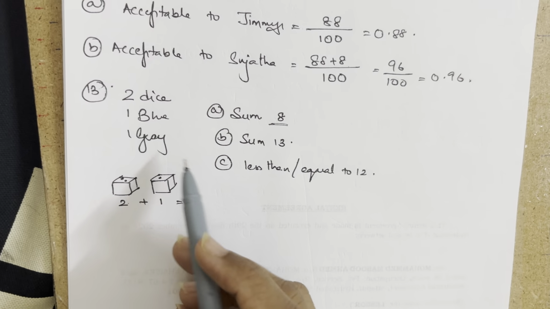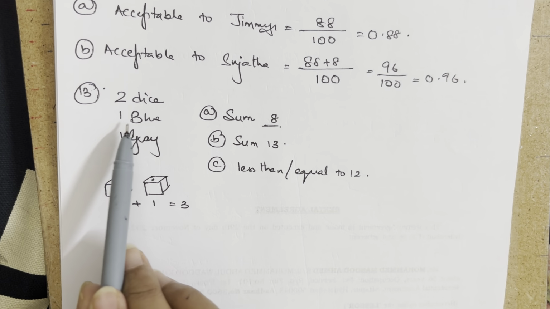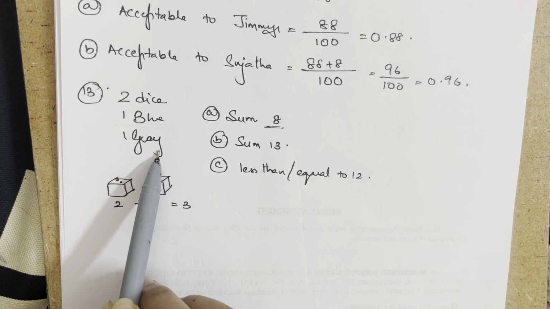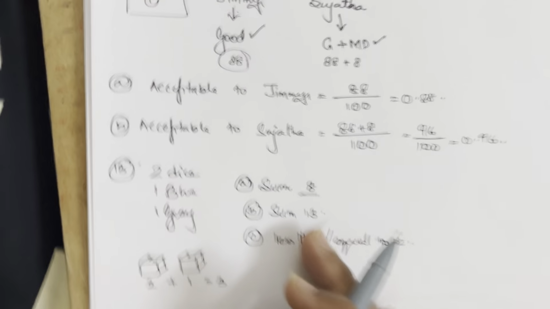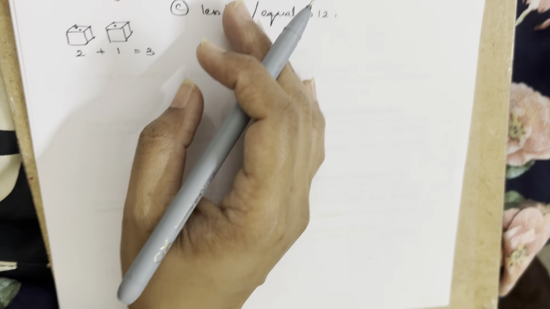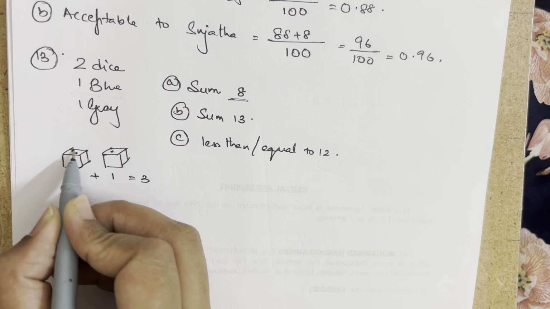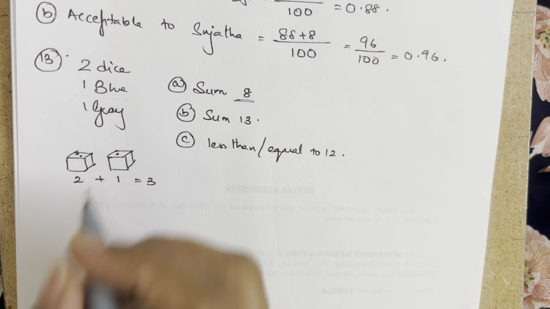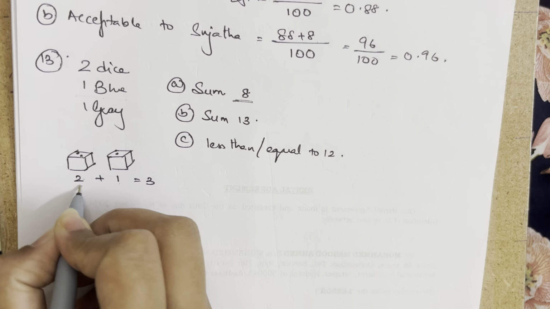Okay, moving ahead with the 13th question, it says that there are two dice that are being rolled. One of the dice is blue in color and the other one is gray in color. Now when you roll two dice, something is going to happen. Suppose this is one die that I'm rolling, this is the other die that I'm rolling. The numbers that show up, I'm adding them to get the sum of it.